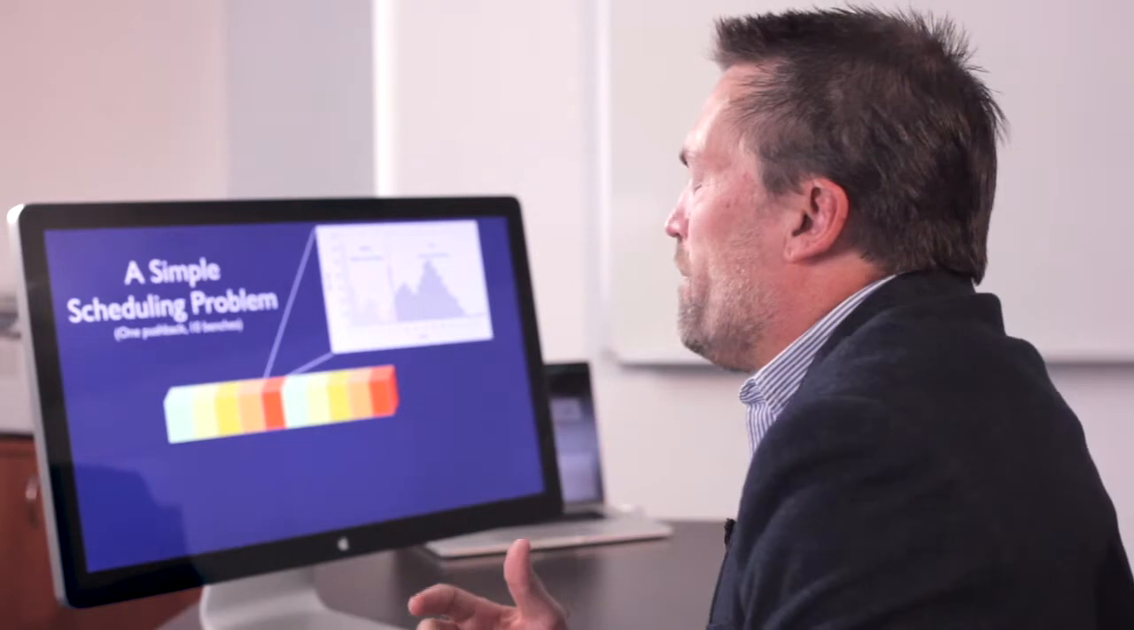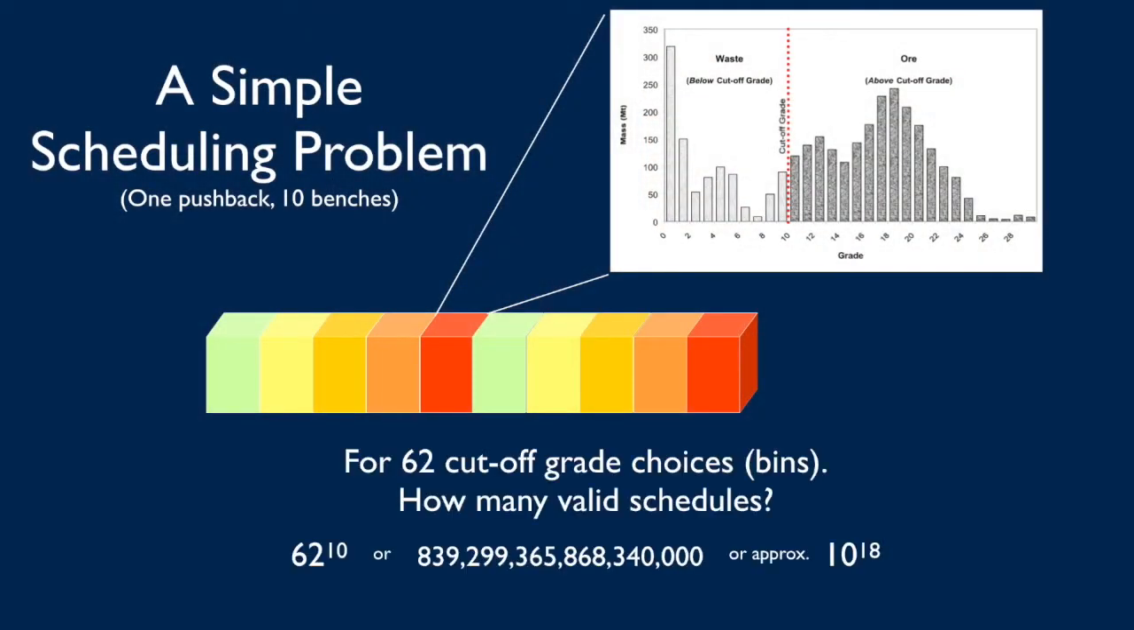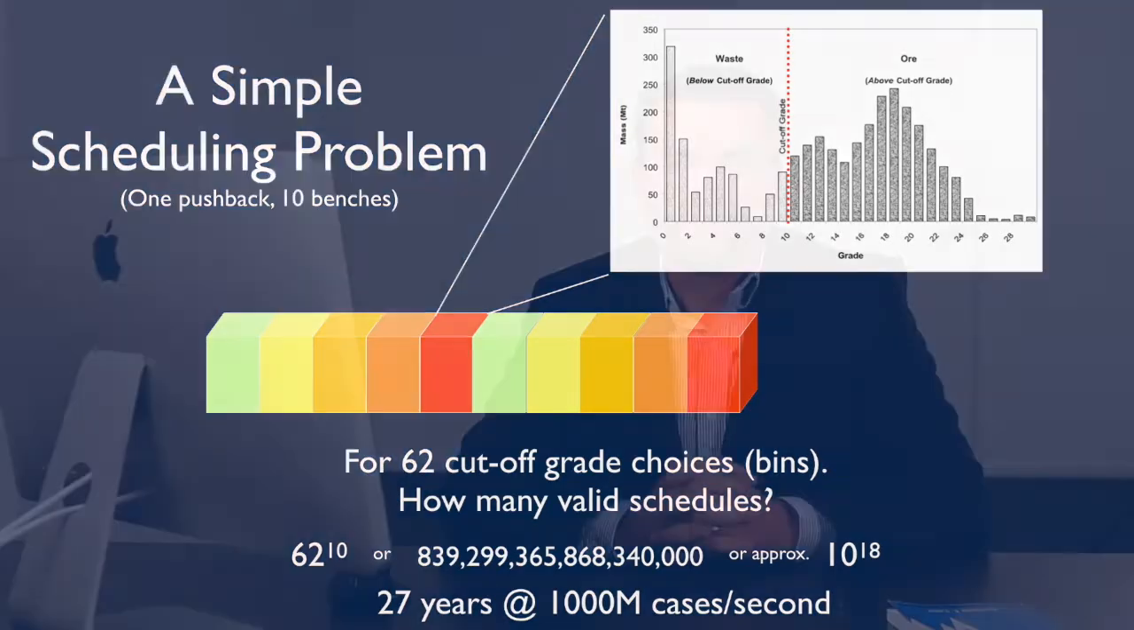So the question is, how many valid schedules can we create from these 10 increments of rock if they have 62 different cut-off grade choices that we can make? The answer is we can make 62 to the power of 10, or about 10 to the 18 different valid combinations. If we were to calculate all of these different schedules at a rate of 1,000 million calculations per second, it would still take us 27 years.